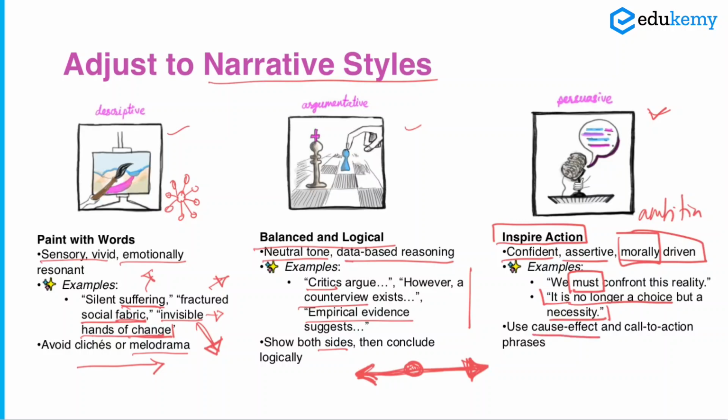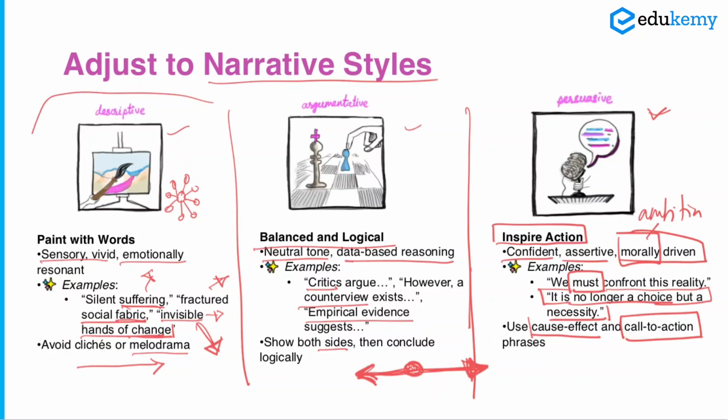So use cause and effect. This has happened, therefore we must spring to action. We must move ahead, right? So these kinds of things, cause and effect, call to action, something moral, confident, aggressive, these are things that we must put in our narrative. So you see how the treatment of these three are different in terms of language.